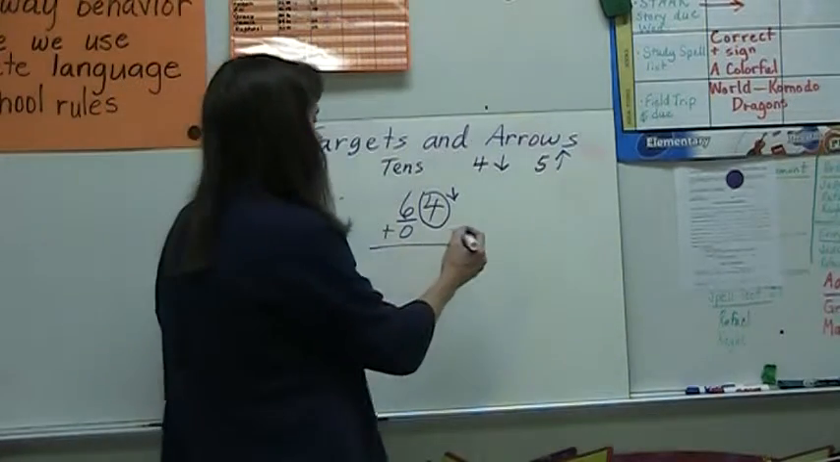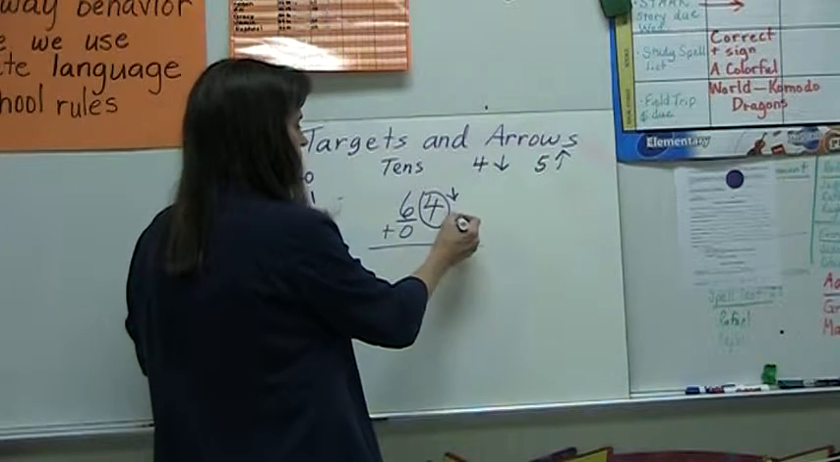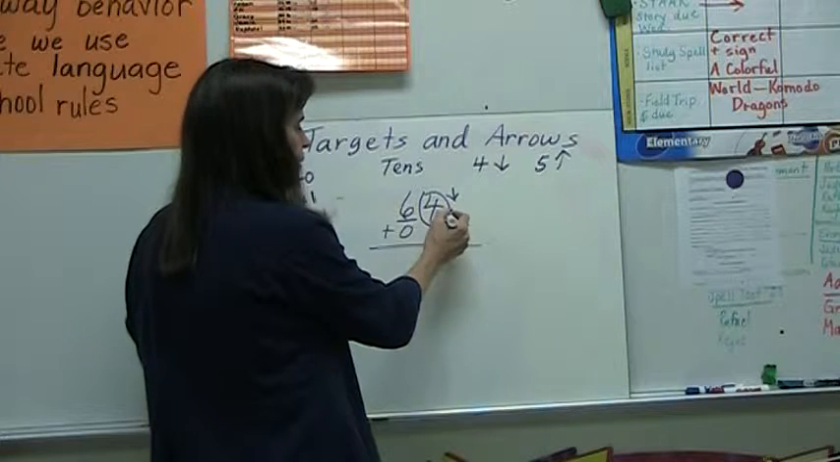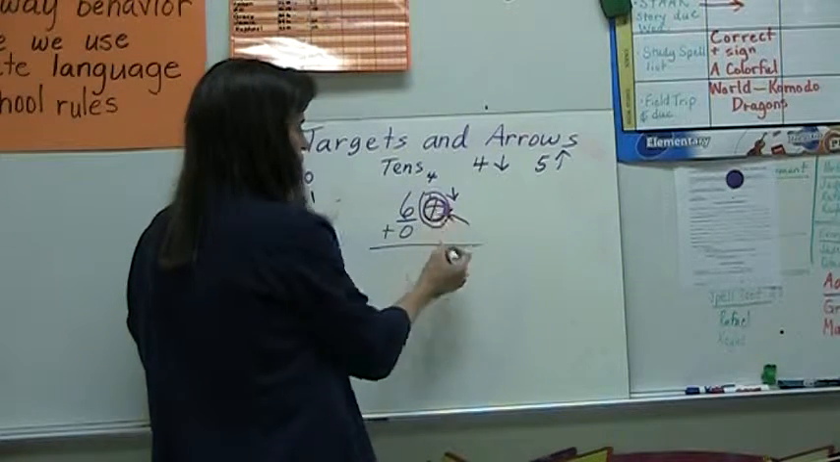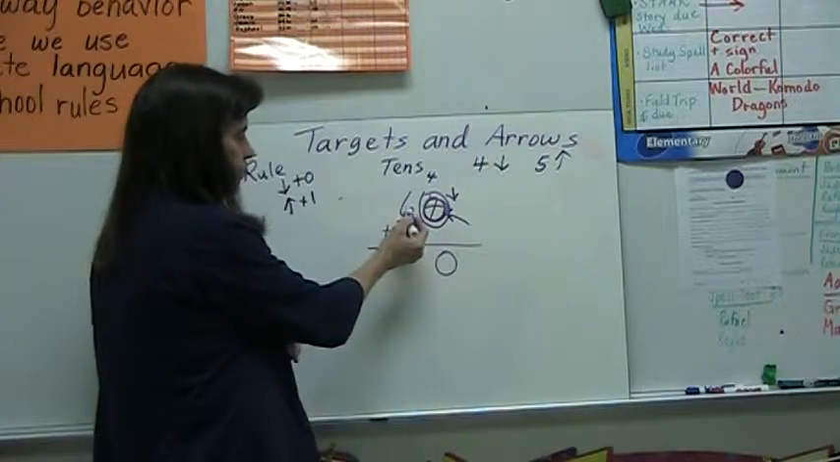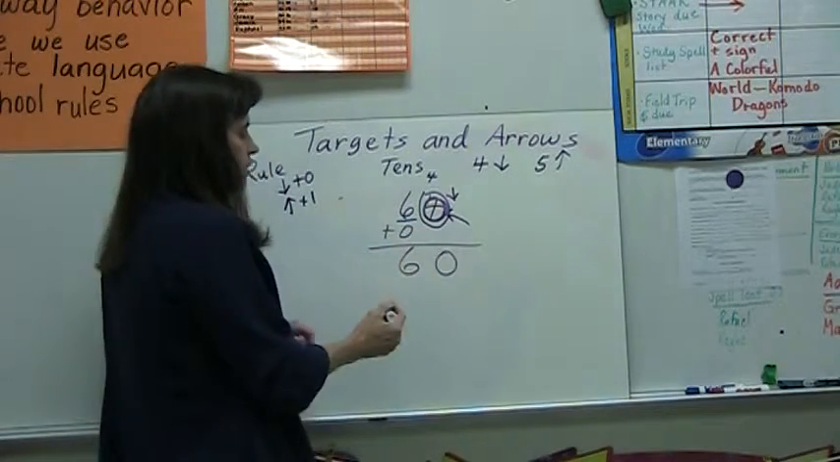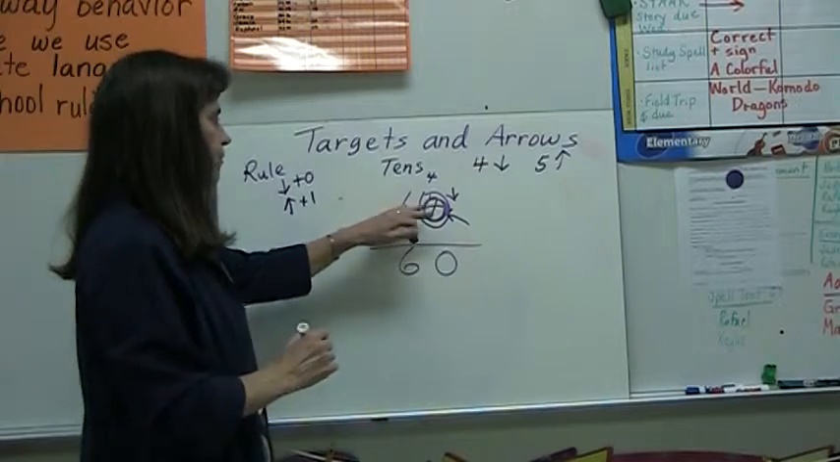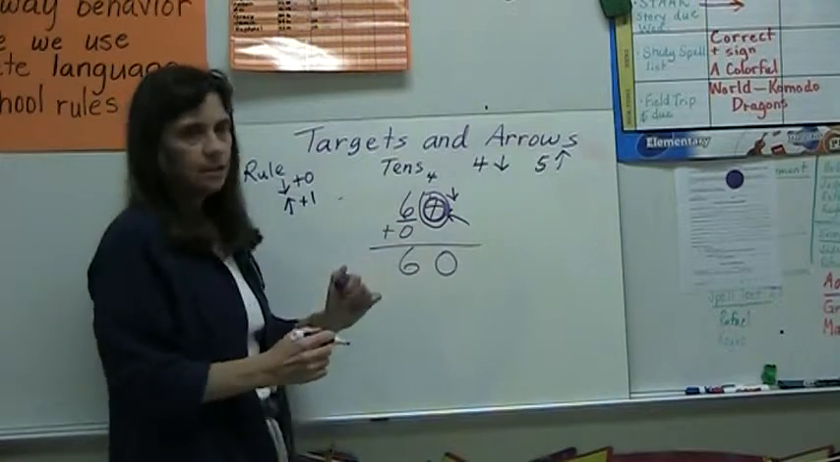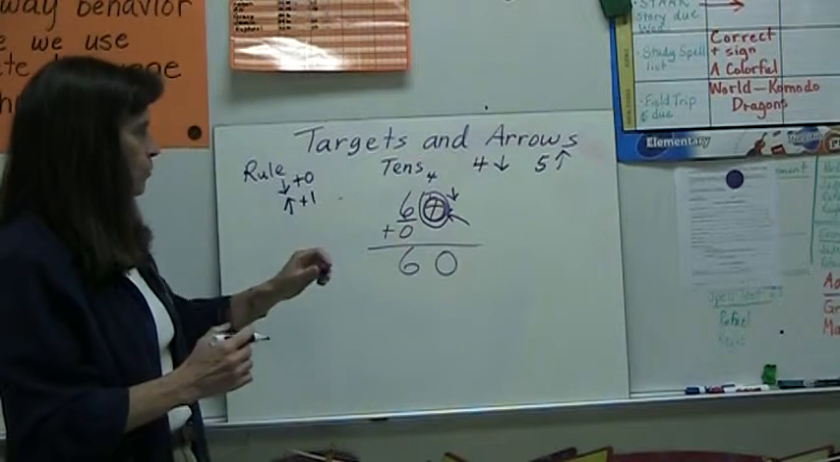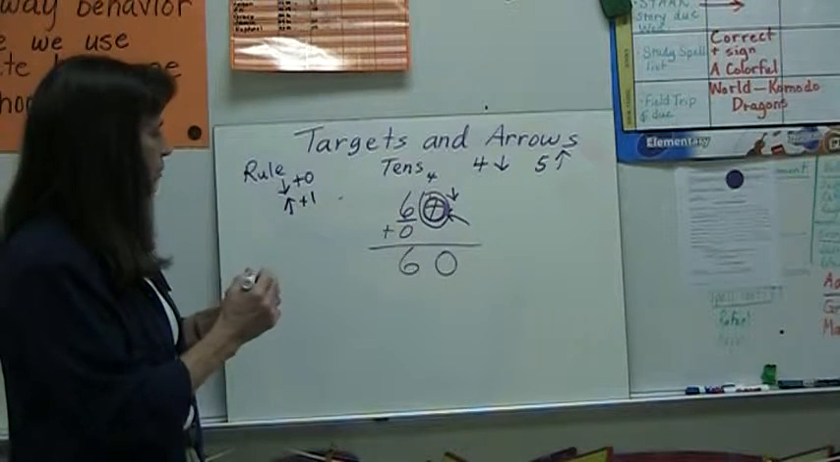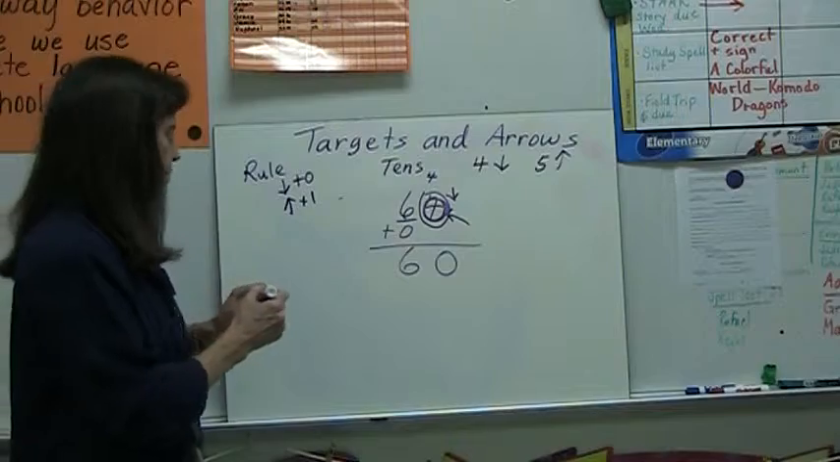Okay, then the last thing you're going to do is shoot your arrow into the target, and whatever number is in there, it's going to fly away, and it just turns into a 0, and you just bring it down, and then you add 6 plus 0 is 6. So the number 64 rounds down to 60. And that's how you play Targets and Arrows. All right, we'll do one more. This time we'll do something where we're rounding up.